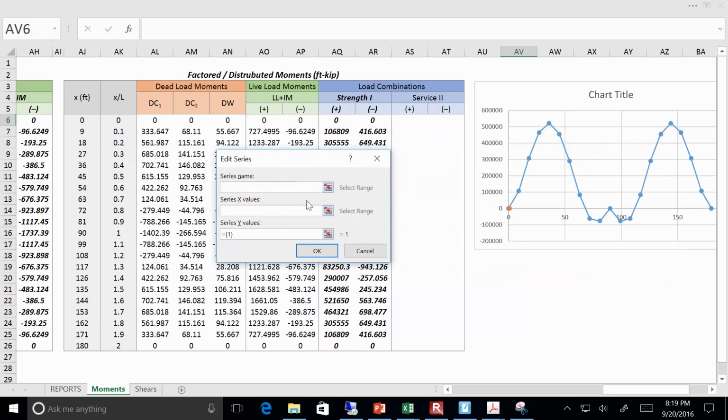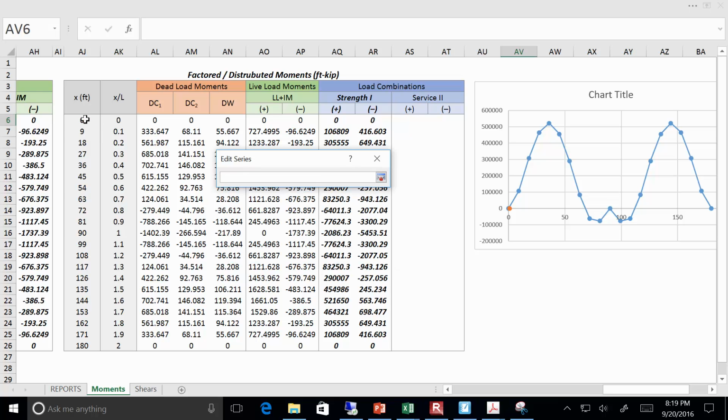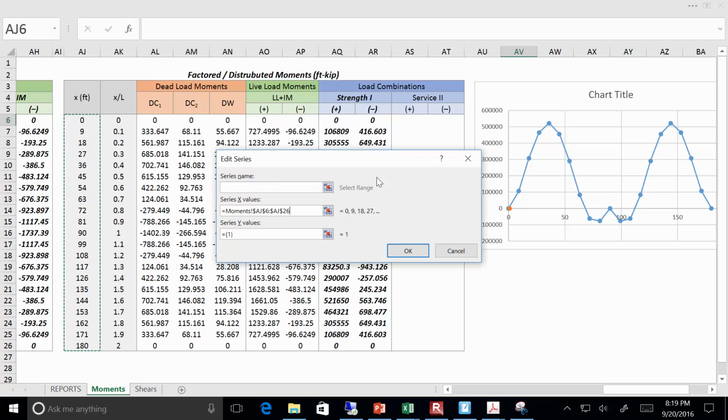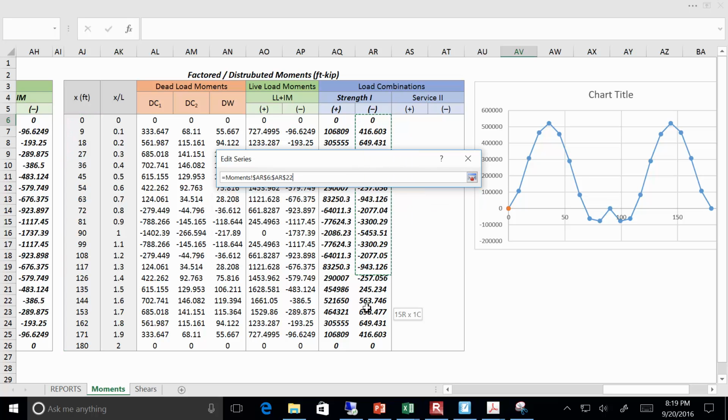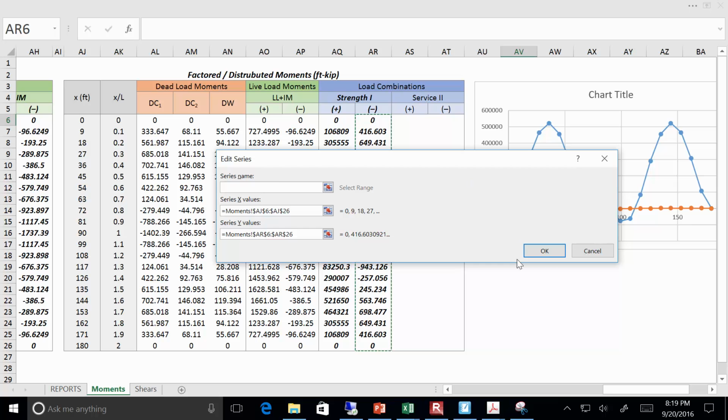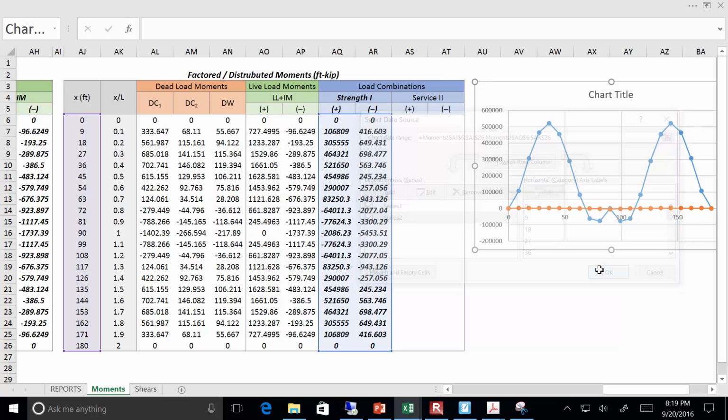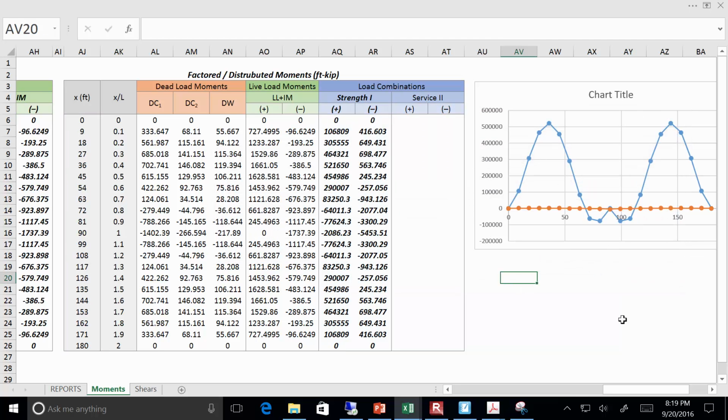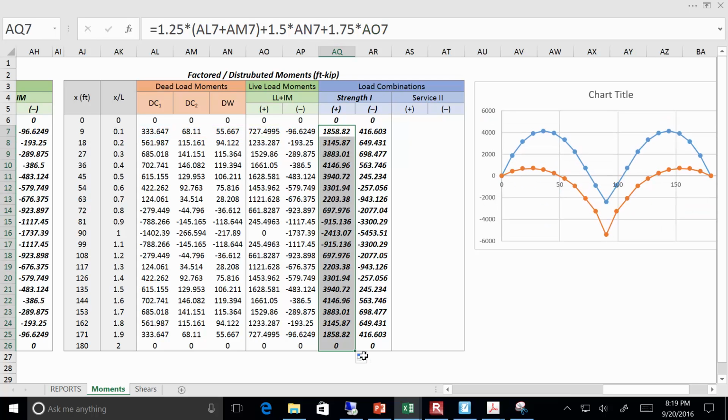X coordinates. Right. I feel like I have an error in here somewhere. Did I? Oh, that's supposed to be a plus. No wonder. There we go. All right. Drag that up a little bit.